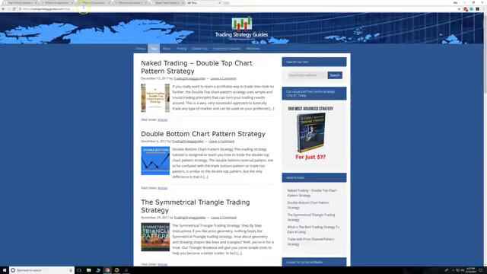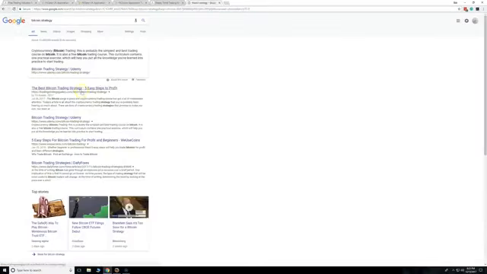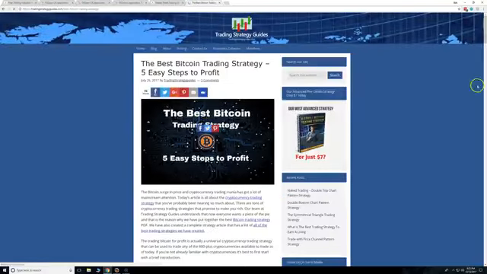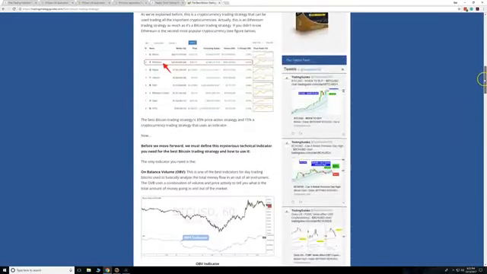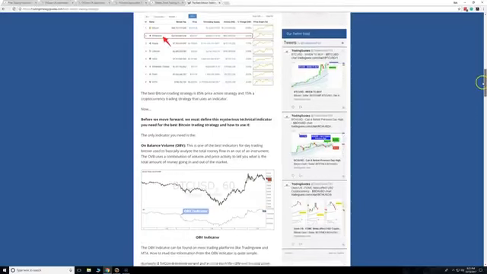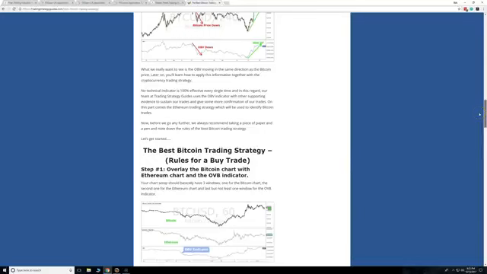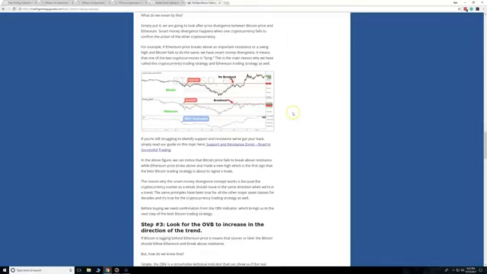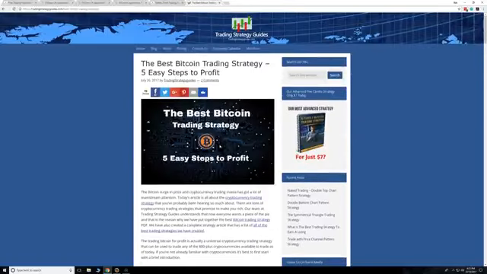We actually have a different Bitcoin strategy. If you just type in Bitcoin strategy right now, we're actually #1. You'll see us right here. This is our best Bitcoin strategy, and it's 5 quick steps. It uses the OBV indicator, on balance volume. You can find that on TradingView, and it kind of compares 2 different things. It's really nice. It's a really, really good strategy, and I recommend you jump over there at some point and read the strategy. And that's just a side note.